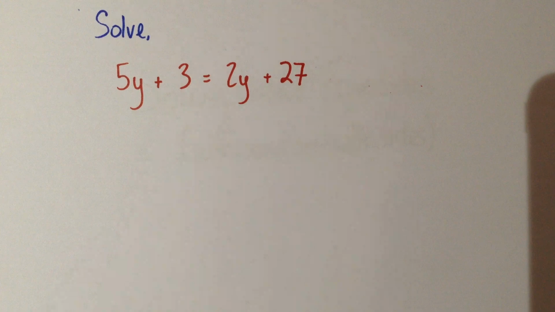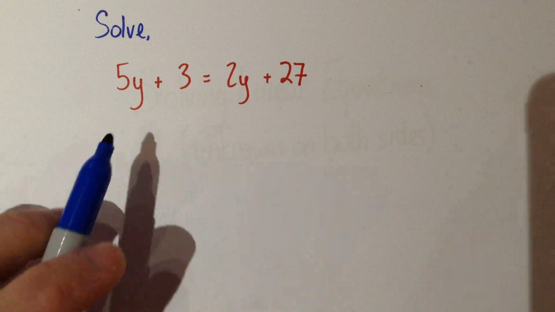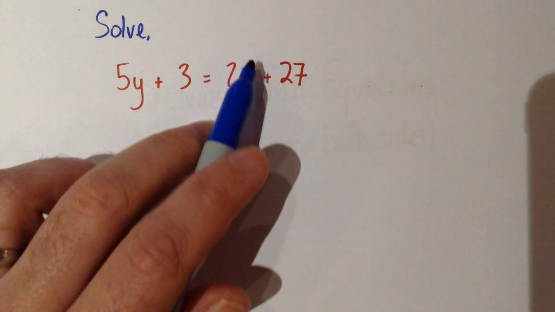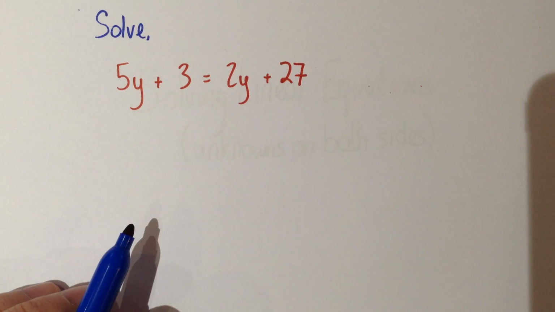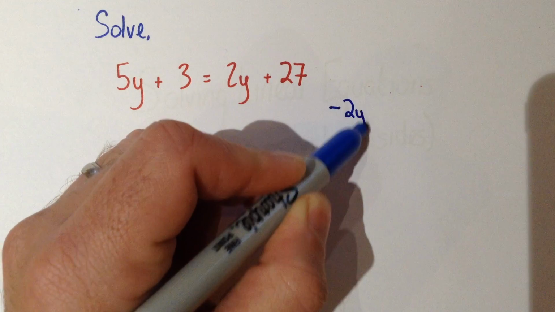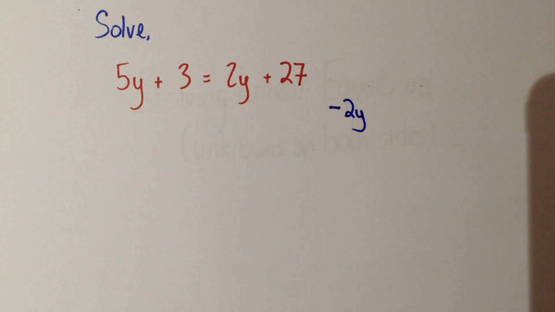So by that, we need to make it so that the letter, the unknown, only appears on one side of the equation. The easiest way of doing that is actually to get rid of, or at least to move, the smallest collection of letters. So here we've got 5y on the left hand side of the equals and 2y on the right hand side. I would always start off by trying to get rid of the smallest number of y's. So in this case I'm going to take 2y from both sides of the equals. Got to do the same to both sides, otherwise it will no longer balance.